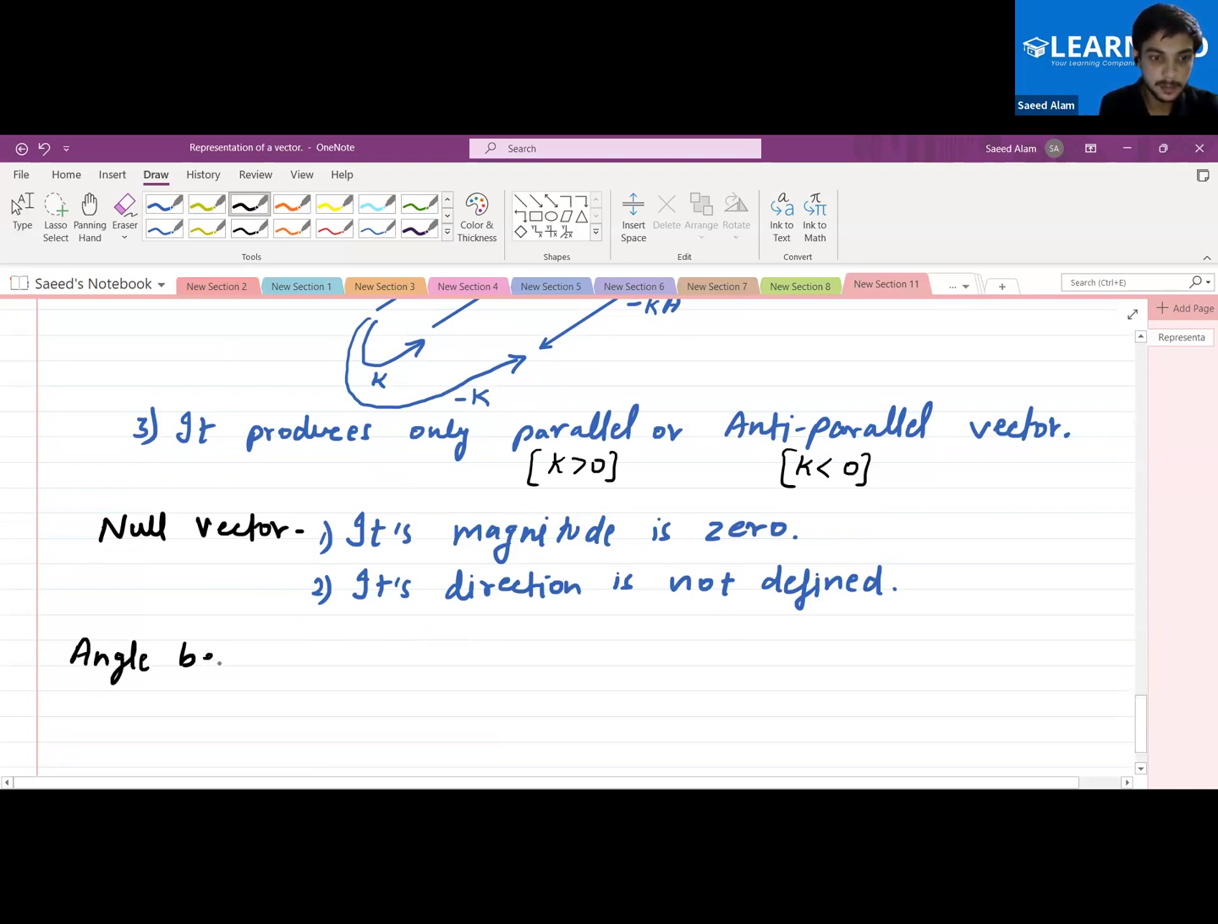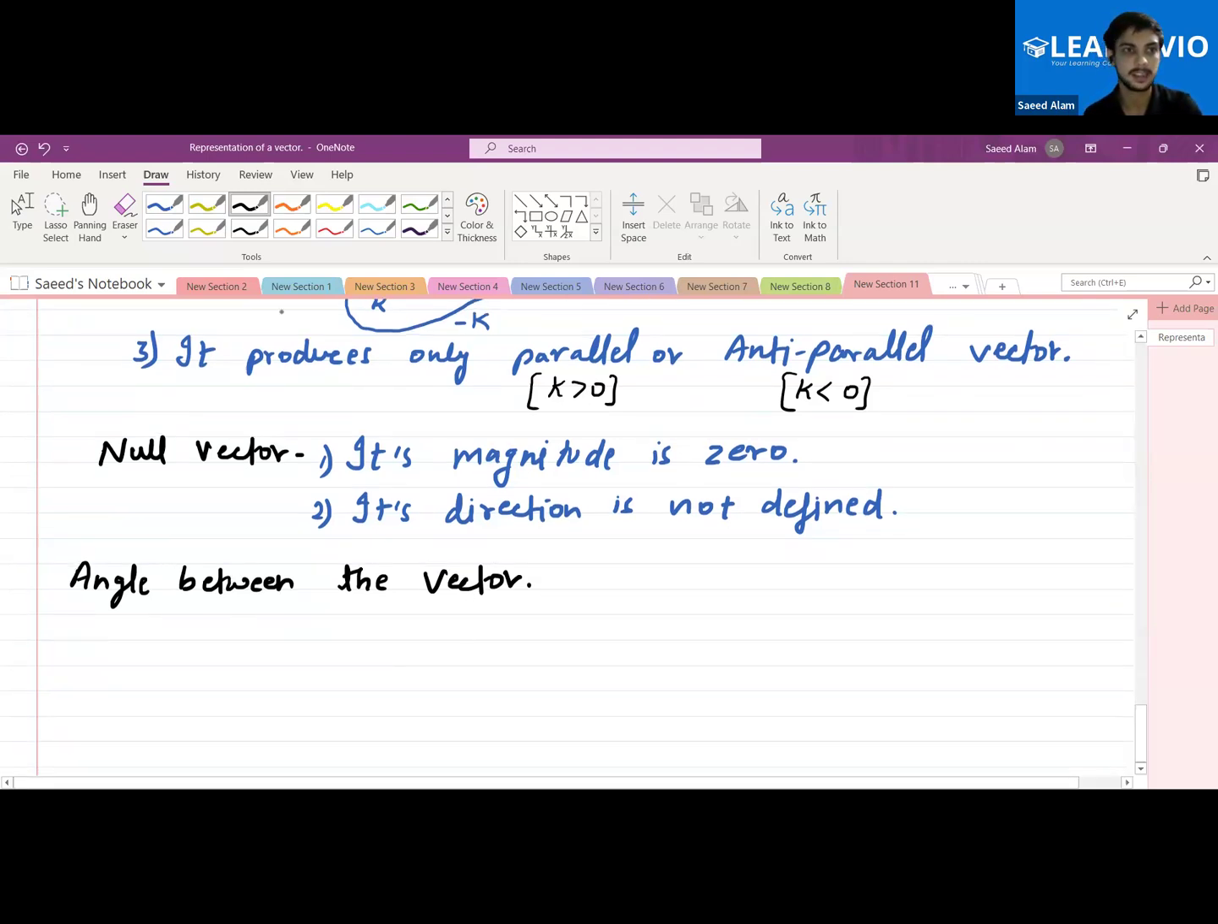The second important thing is the angle between the vectors. I'll provide you the vectors, and our aim is to find the angle between them. Understood? So we'll have some vectors, and we need to find out the angle between those two vectors. How are we going to do that? We'll see it here.